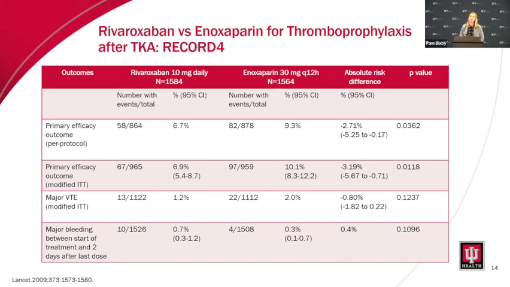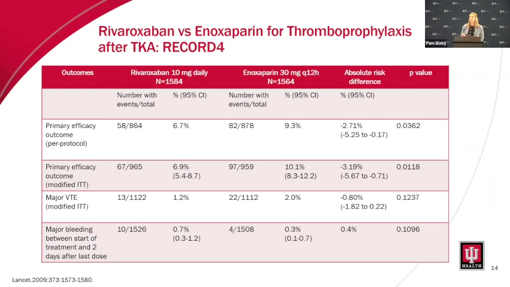Similarly, Record 4 was similarly designed in that Rivaroxaban 10 milligrams daily was compared to Enoxaparin 30 milligrams twice daily. So this is the difference between the Record 3 study and the Record 4 study, is that there was a more intense low molecular weight heparin dosing strategy. So for the primary efficacy outcome, which again was any DVT, PE, or mortality at the pre-specified endpoint time of about 2 weeks, which again was evaluated up until day 17, we see that the primary outcome was observed in 6.7% of patients in the Rivaroxaban group versus 9.3% of patients in the Enoxaparin group, and this was statistically different.